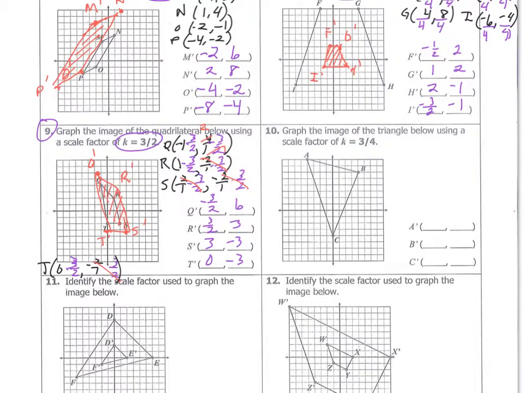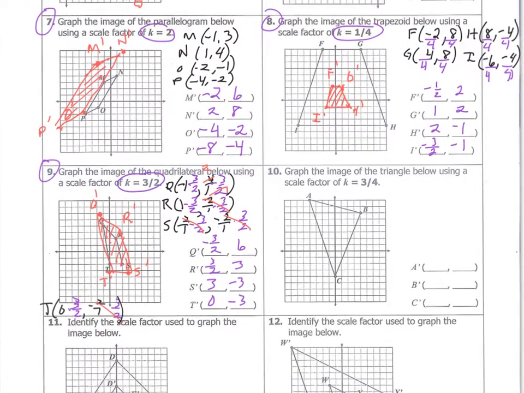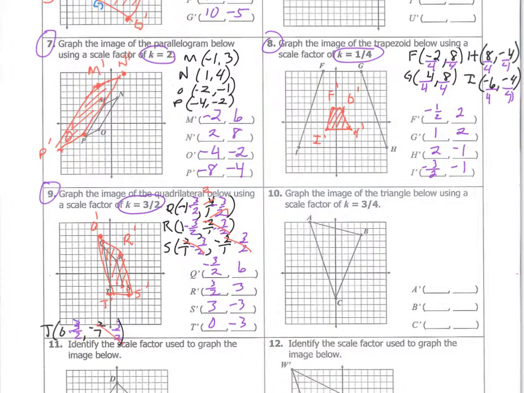So as you're finishing up, here are my pictures for 7, 8, and 9, and they're ordered pairs and all of my work. So check, especially your ordered pairs, and see if your ordered pairs match, and then check the picture and see if it looks similar to mine. It should. Does that look fuzzy to you also? It's a little fuzzy.